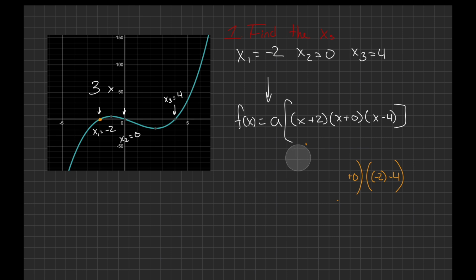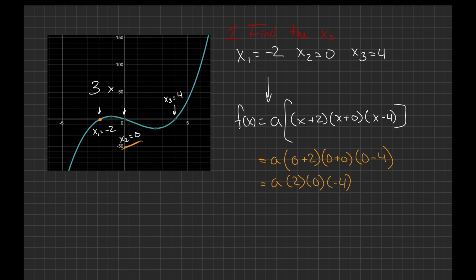Let's try it out for the second one now. We're going to put a, and then x equals 0, because that's the second 0 we got there. So we put 0 plus 2 times 0 plus 0 times 0 minus 4. There we get a times 2 times 0 times -4. Again, because of this 0 there, it's all equal to 0. So it works again.